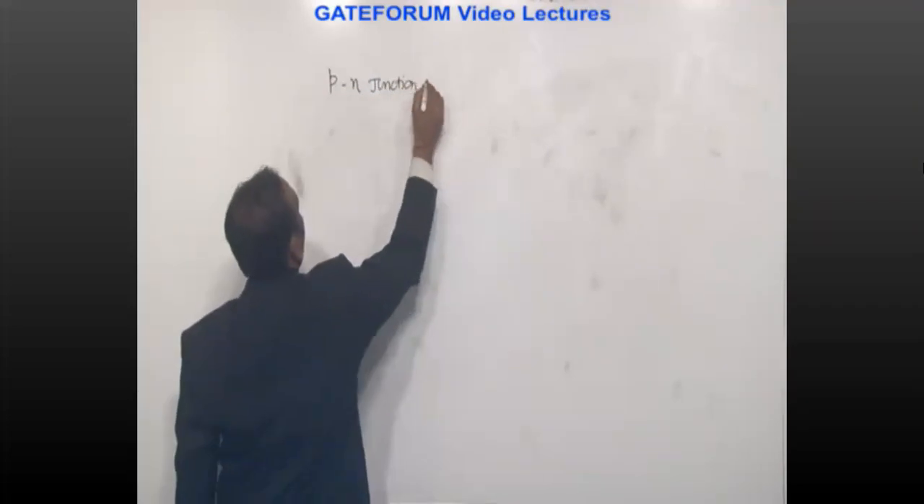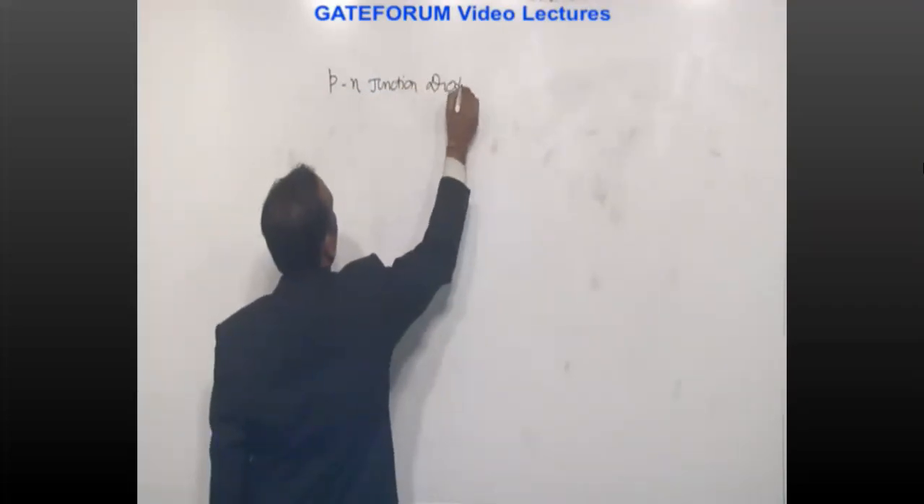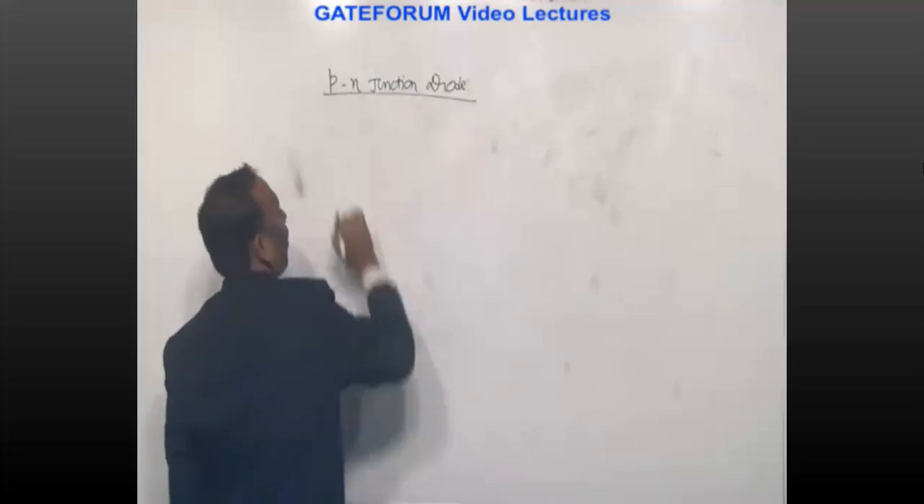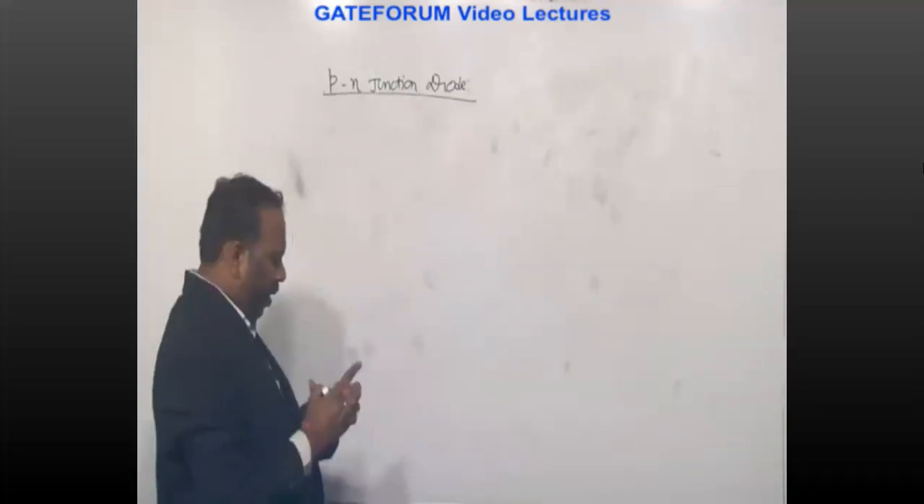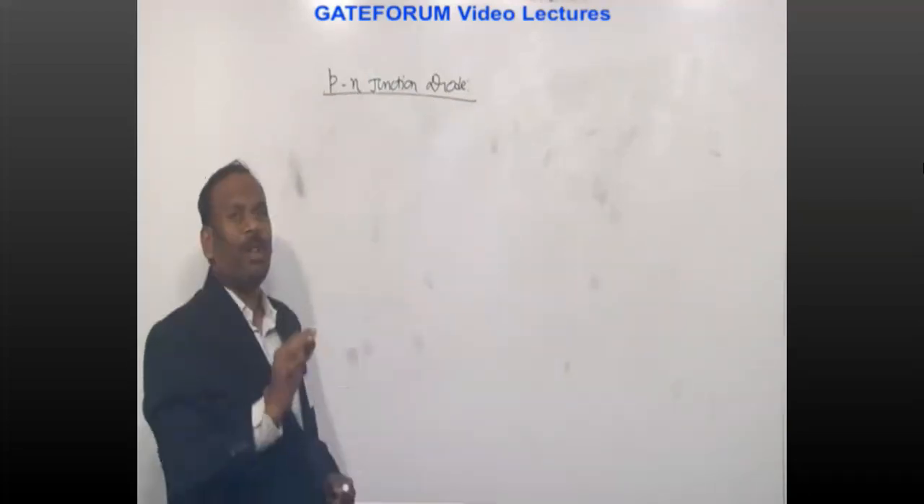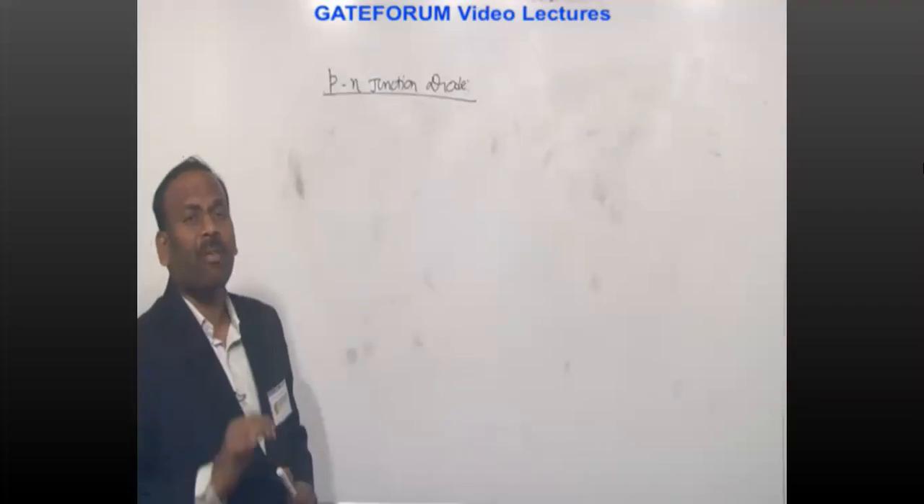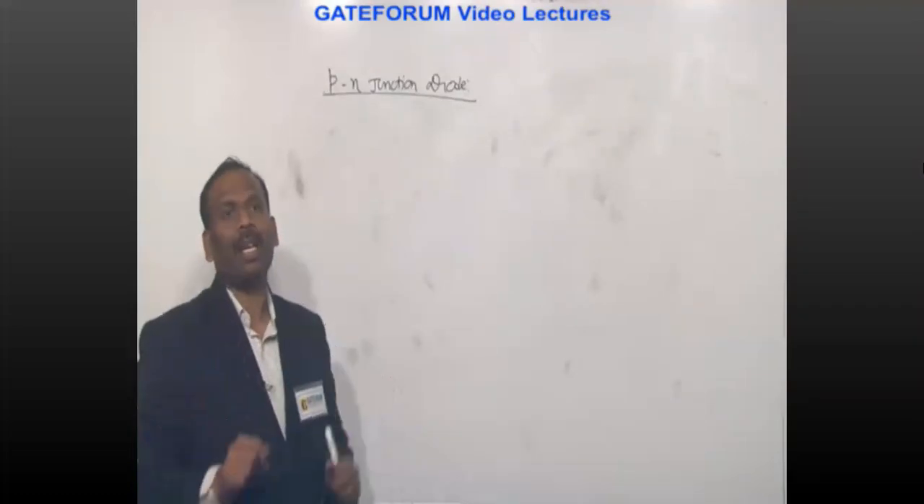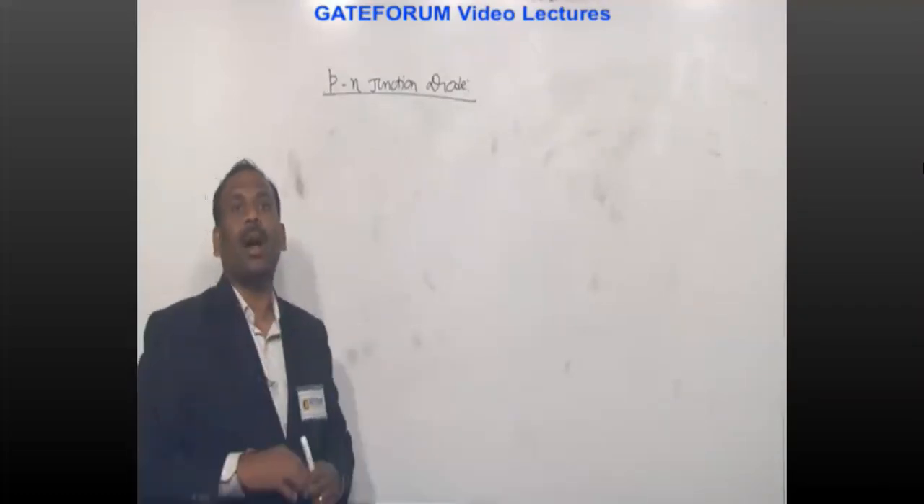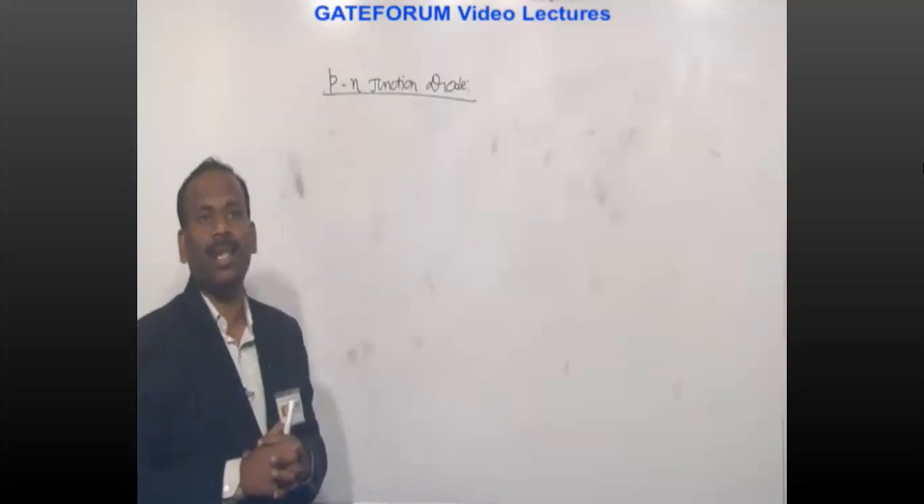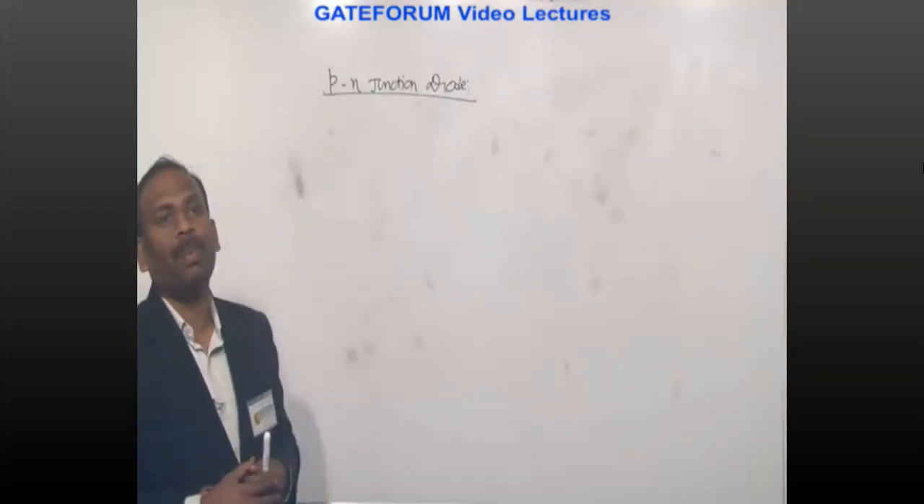PN junction diode. Now, before going for a PN junction, first we'll see how a p-type semiconductor is represented, how an n-type semiconductor is represented. Then we'll go for a PN junction.